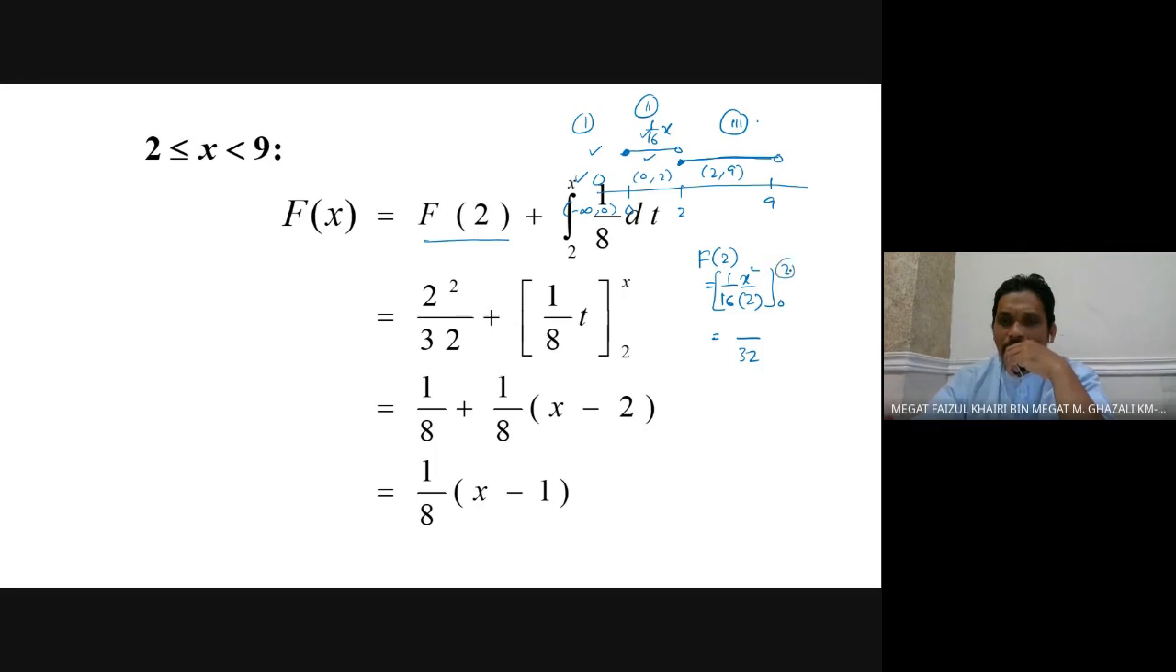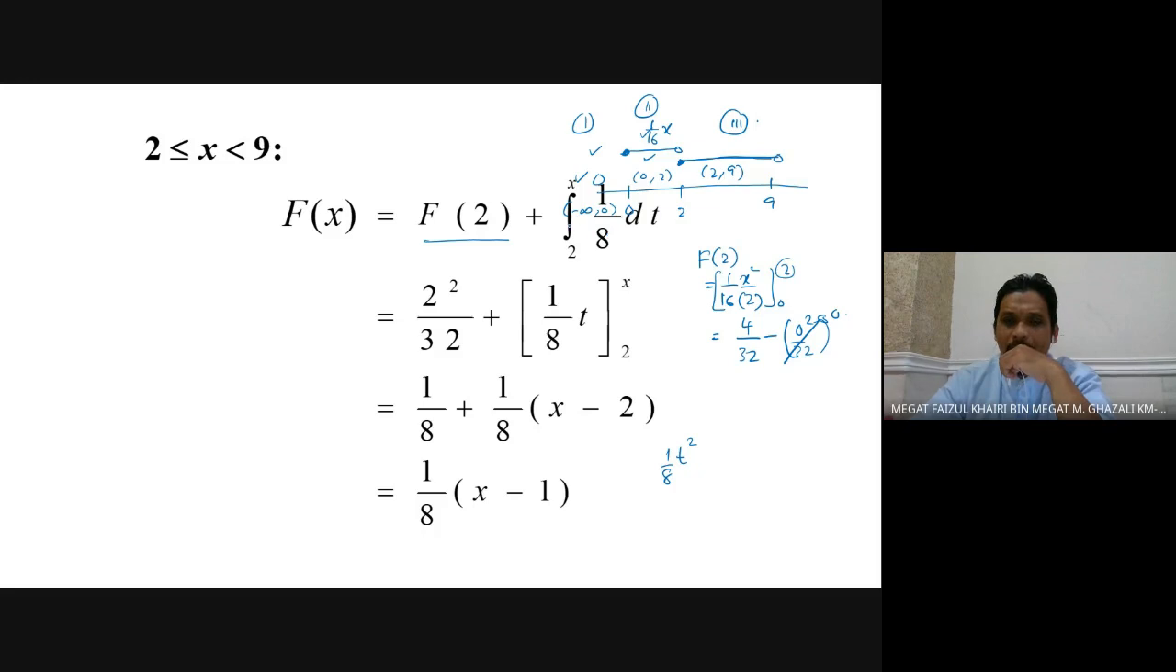Substitute 2x with 2 here. So 2 square equal to 4 minus 0, 0 square over 32. Well, this is equal to 0. Then you get 2 square equal to 4, 4 over 32. And then 1 over 8 t square. Okay, the function here is 1 over 8.